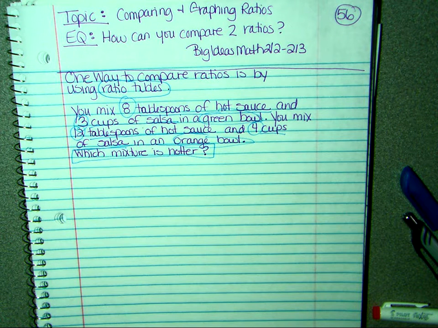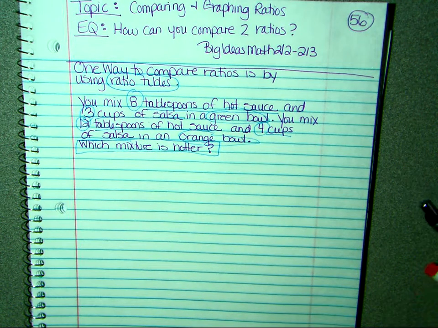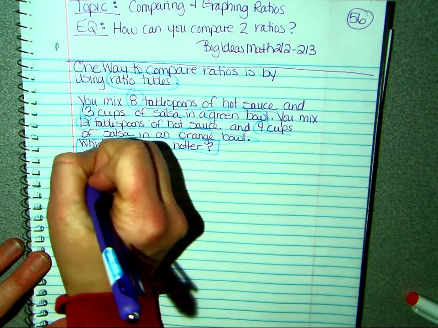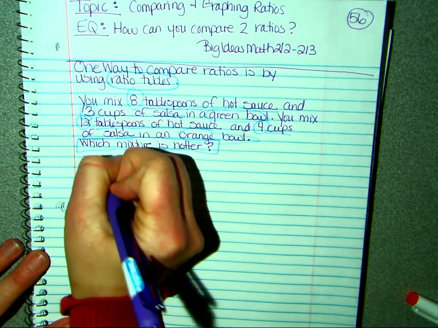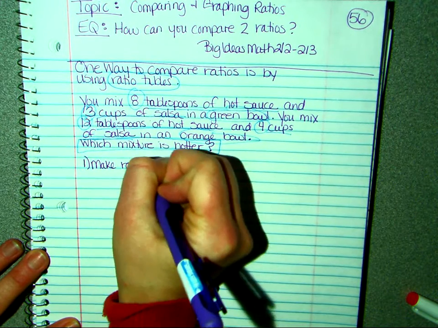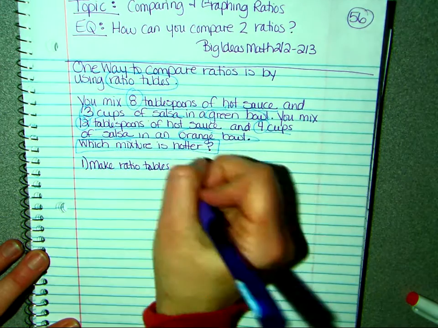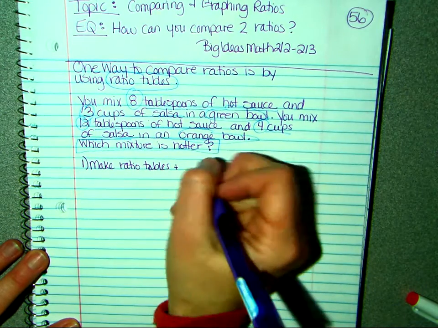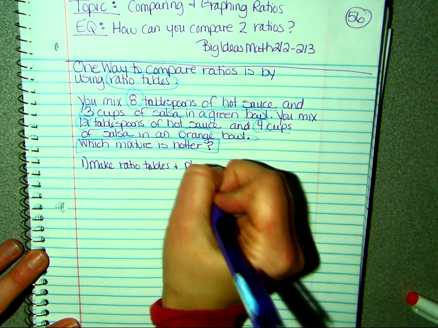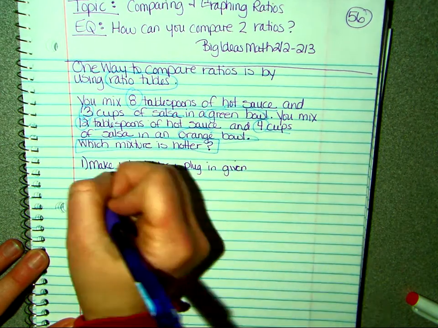So the first thing that we're going to do when we look at these two different ratios is I want us to start off by making ratio tables. So our first step is make ratio tables and plug in, that's an and sign, plug in given ratios.